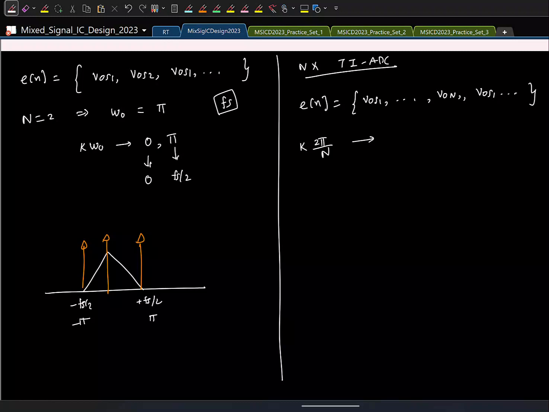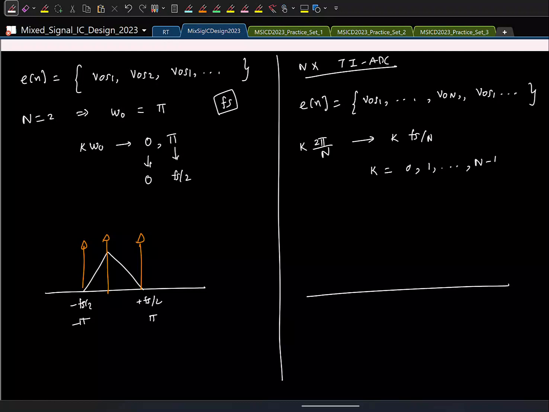2 pi maps to what frequency? 2 pi maps to Fs. So this is k times Fs by n. It keeps on increasing. So if k takes what values? 0 to n minus 1, right? Because after n it's simply 0.